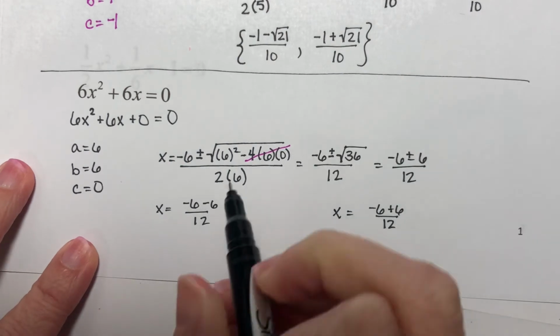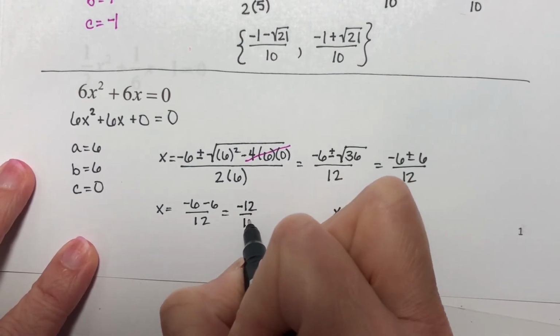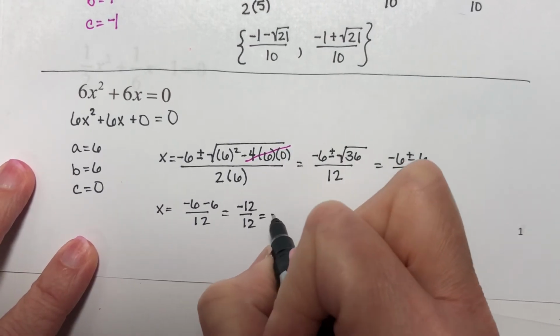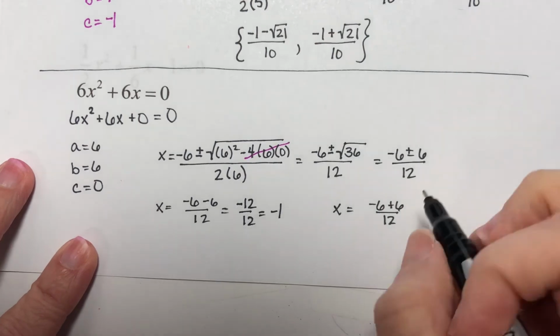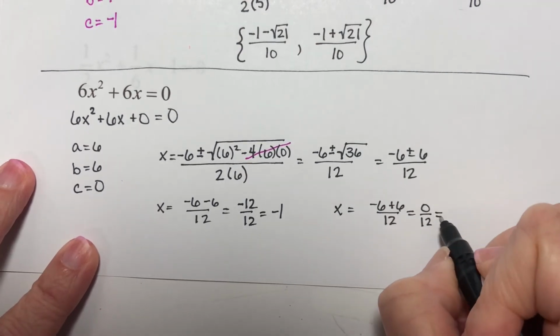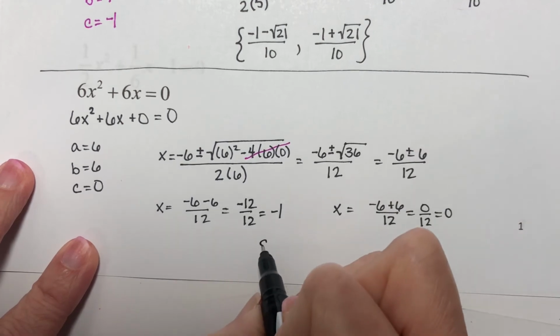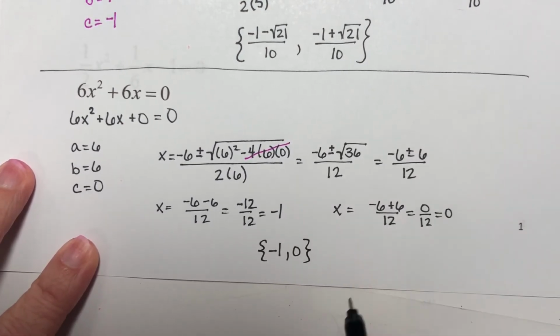Well, negative 6 minus 6 is negative 12 over 12. Negative 12 over 12 is negative 1, so that's one of my answers. Negative 6 plus 6 is 0. 0 divided by 12 is 0. So my two answers are negative 1 and 0.